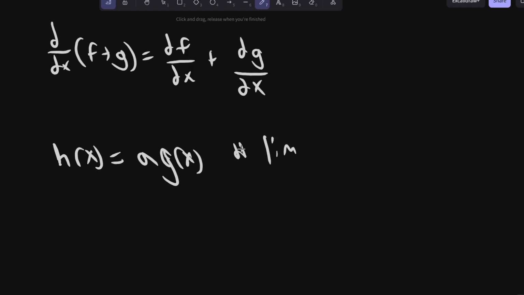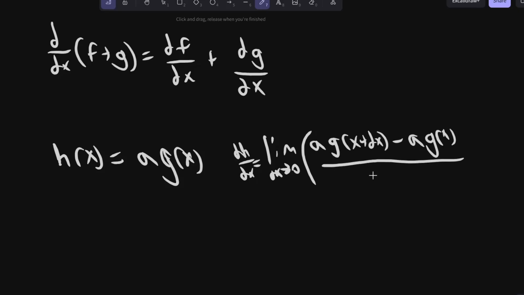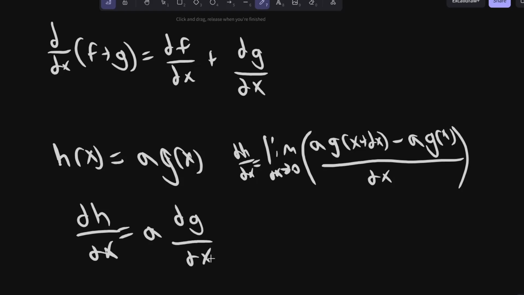So what is dh dx, limit dx approaching 0? This time I'm just going to plug h in straight away. I'm not going to waste time. a times g of x plus dx minus a times g of x over dx. But we share an a. There's an a here and there's an a here. So we can just factor the a out. And we're left with dh dx equals a times the limit of g of x plus dx minus g of x over dx. So it's just a dg dx.